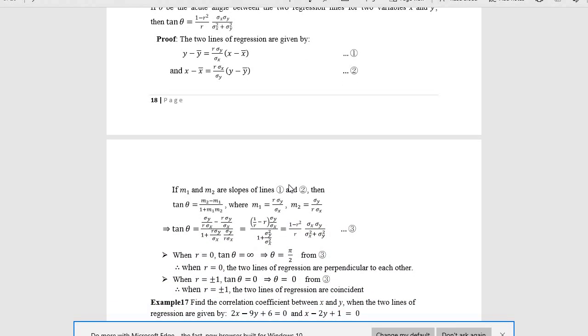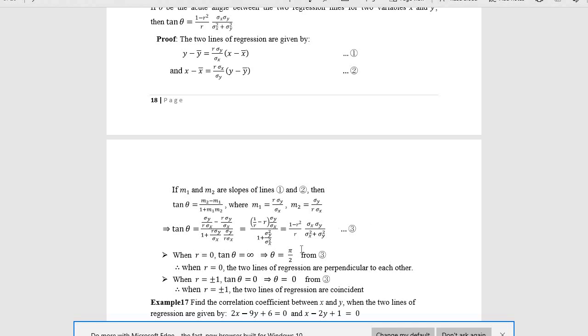And tan theta is equal to how much? M2 minus M1. Here, y minus y1 is equal to M into x. This is M1, this is M2. M1, M2 are known values. This is b_yx, this is b_xy. Writing x as a function of y, b_xy. Writing y as a function of x, b_yx. Substitute those M1, M2 values in tan theta.